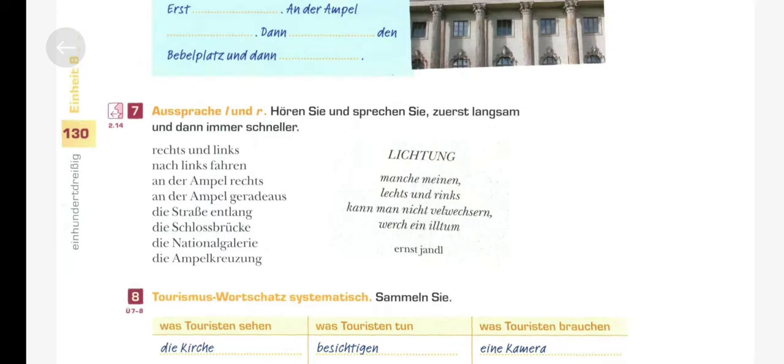Die Sieben. Ernst Jandl. Lichtung. Manche meinen, lechts und rinks kann man nicht velwechsern. Werch ein Illtum. Ernst Jandl. Lichtung. Manche meinen, lechts und rinks kann man nicht velwechsern. Werch ein Illtum.